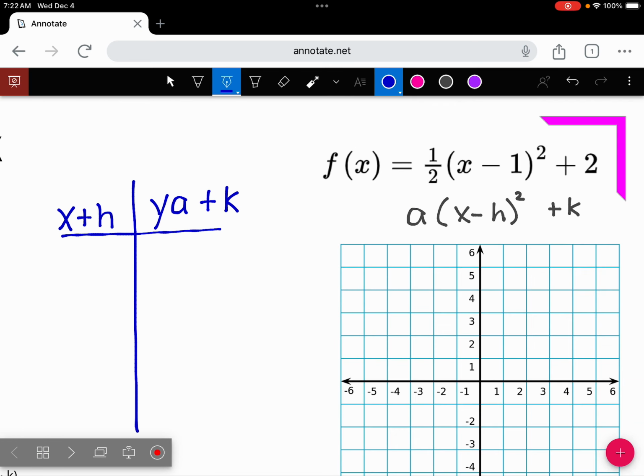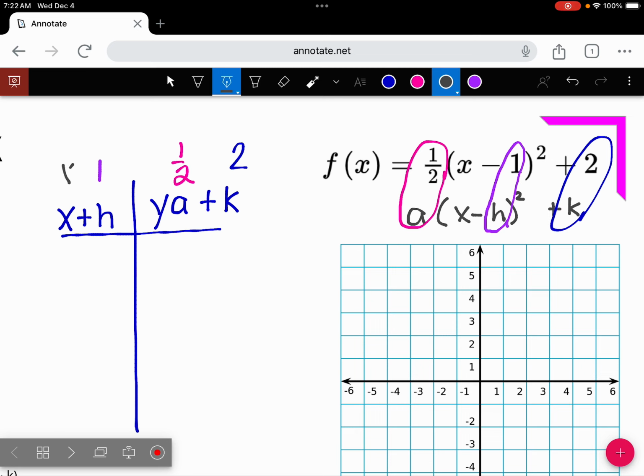What is the a for our equation we've been asked to graph? 1/2. Basically, we're just playing match 'em up here. So our a is 1/2. What is our h? Careful, careful, careful. Positive 1. It always has the opposite sign of the expression. So our h is a positive 1. And what's our k? Positive 2. So what we're going to do is take our x's and add 1. Our y times our 1/2 plus 2.